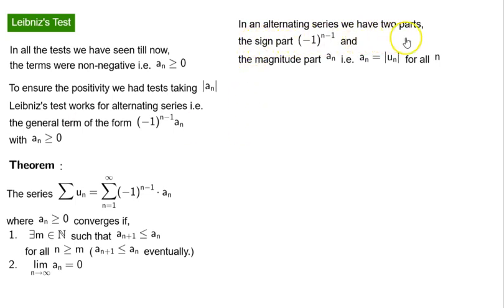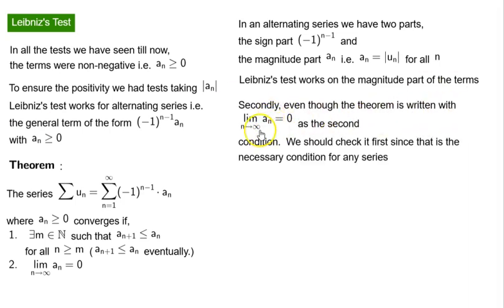Now, in an alternating series, we have two parts: the sign part, minus 1 to the power of n minus 1, and the magnitude part a sub n. That is, a sub n is equal to the magnitude of u sub n for all n. Leibniz's test works on the magnitude part of the terms. Secondly, even though the theorem is written with the limit as n goes to infinity of a sub n equal to 0 as the second condition, we should check it first since that is the necessary condition for any series. So now let's actually see how it works.